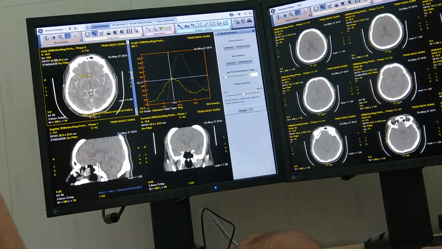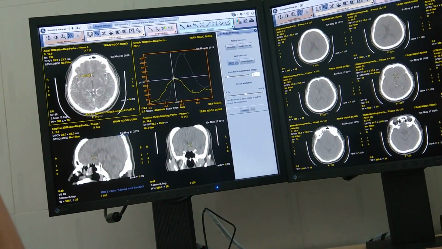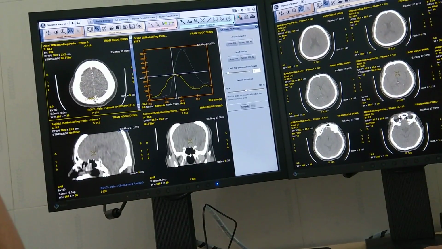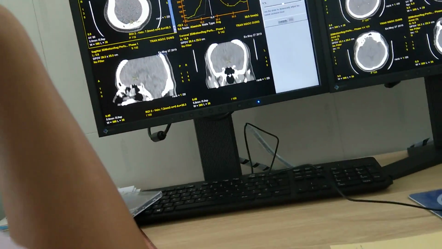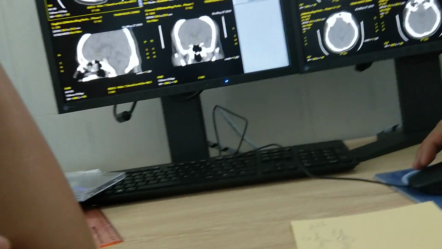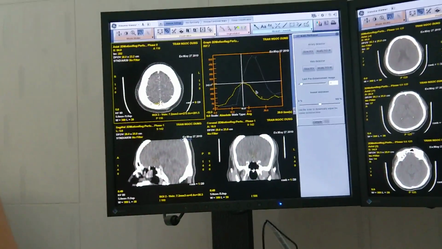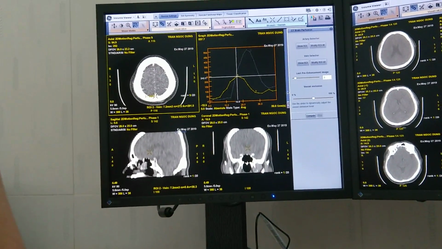So the vein you can show and see. So this is sagittal sinus. And you check, and it looks alright, right? It's not touching the bone, so I think it's okay. So you have two graphs, artery and vein.